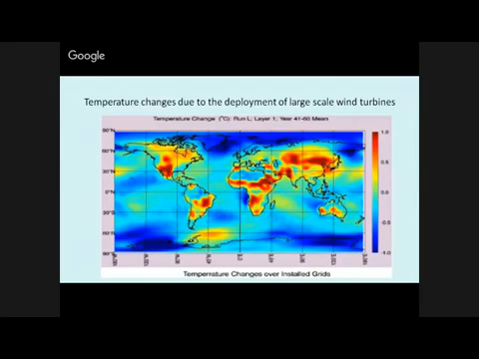This is the prediction based upon scientists who have done the analysis, and they say that temperature changes due to the deployment of large scale wind turbines, and the red color means a rise in temperature. This is on the scale of 40 to 60 years.